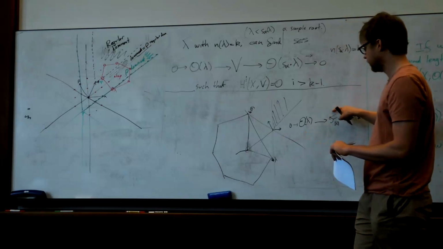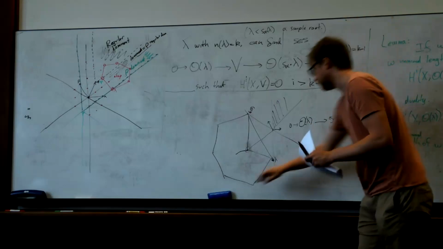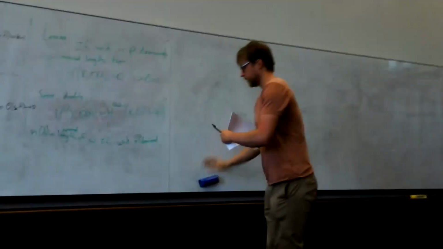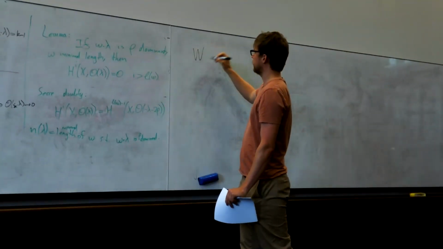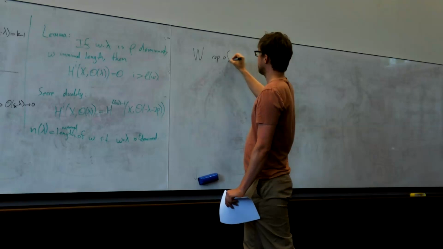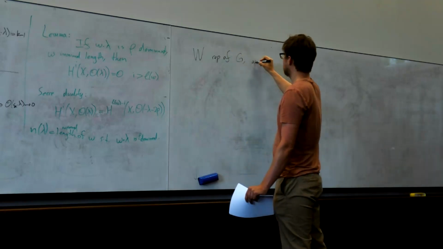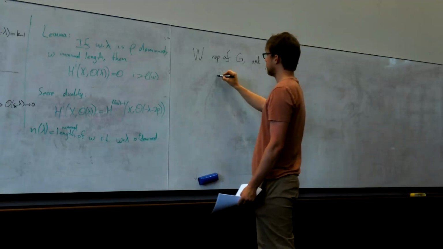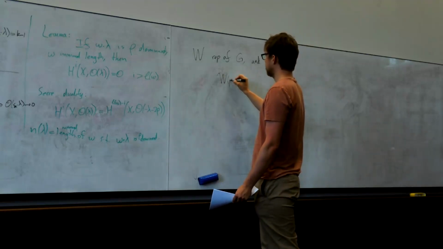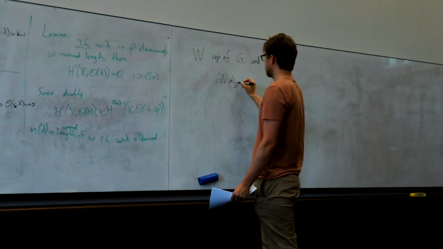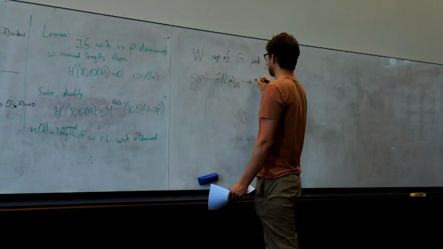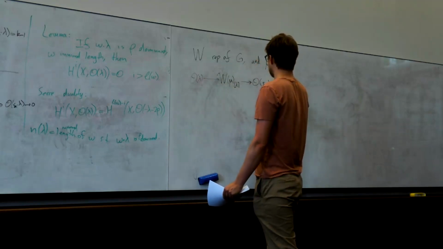F is the, I'll write this out properly. So say we can find W, a representation of G, and mu, such that the shifted W mu gives us a short exact sequence like this.